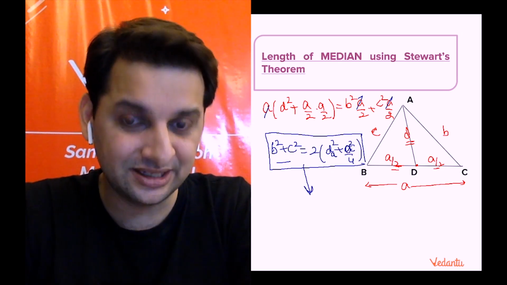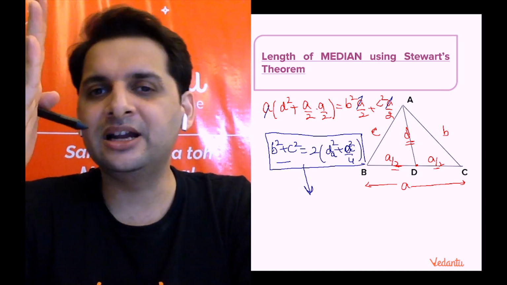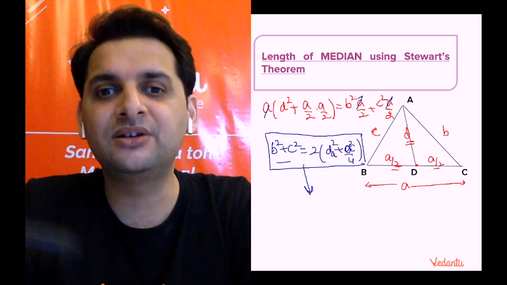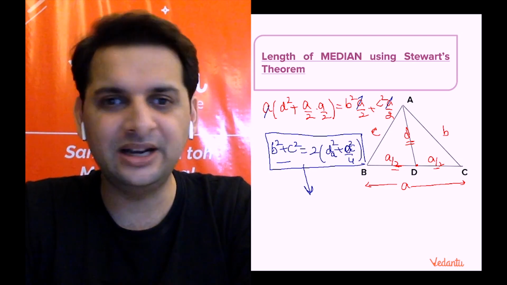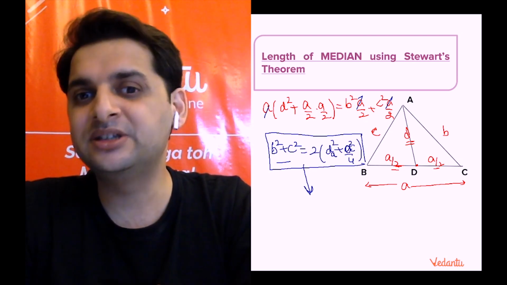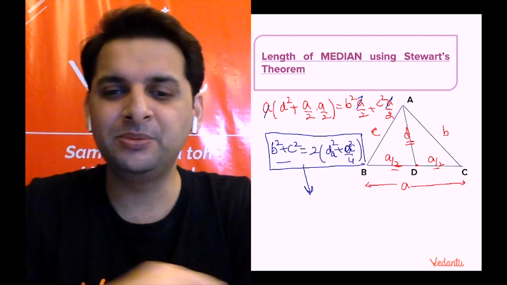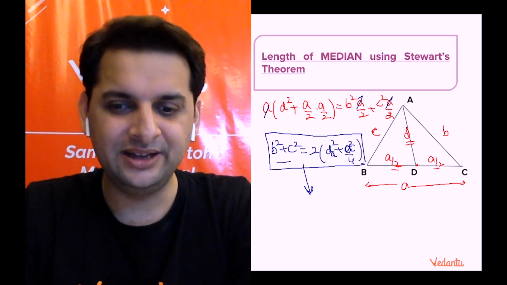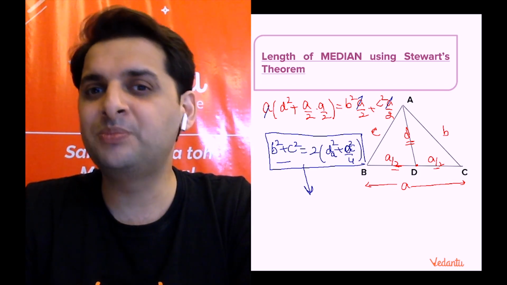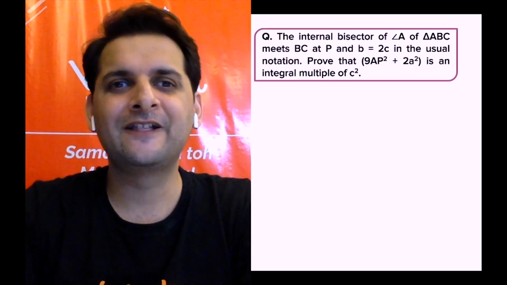So likewise, using Stewart's, we can also find the length of the angle bisector. We can also find the length of the altitude of the triangle, right? So many things can be found out using Stewart's theorem if we know the sides of the triangle. So the power of Stewart's theorem, I hope you all got this. Okay. So now, if you learn to apply Stewart's theorem, let us try and do this question.